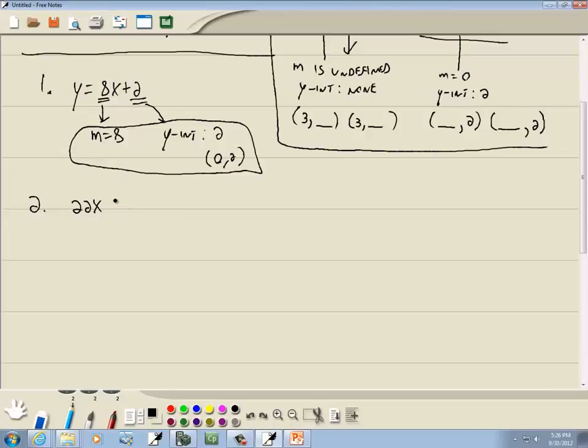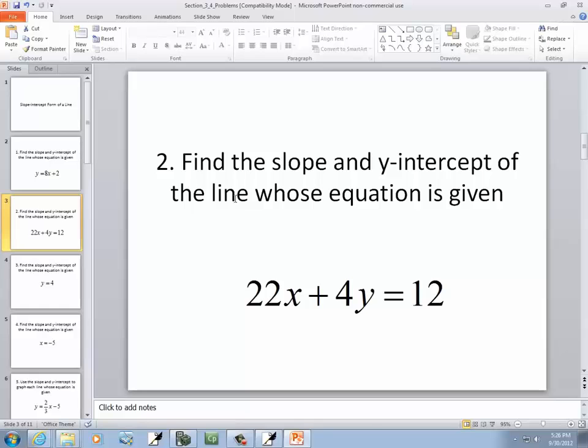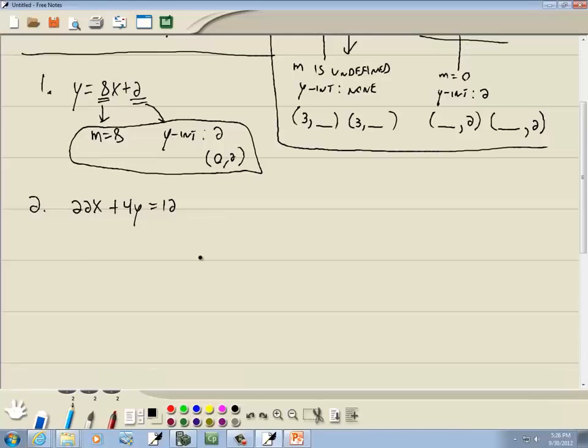22x plus 4y equals 12. And it says find a slope and y-intercept of the line whose equation is given. Well, in order to tell what the slope and y-intercept is, you have to solve for y. That's what slope-intercept form says. So I'm going to take 22x over to the right side. So we've got 4y is equal to negative 22x plus 12.